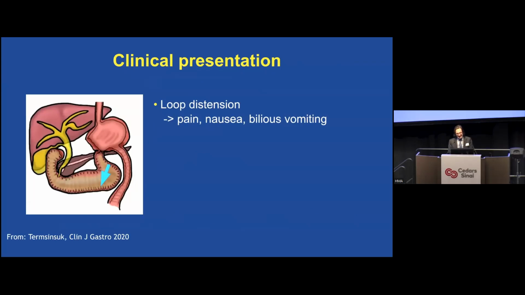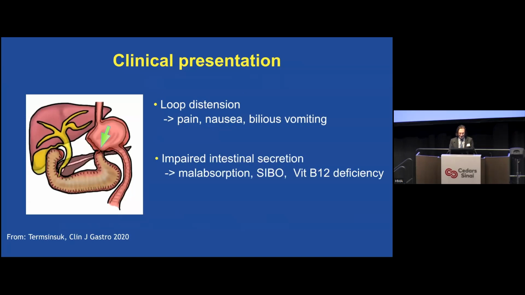The clinical presentation is usually from the loop distension that causes pain, nausea, even bilious vomiting when that pressure builds up so high that you get overflow and the patient vomits bile. It can be due to impaired intestinal secretion, which can result in malabsorption, SIBO, vitamin B12 deficiency. Again, it's about the awareness to think about this as a potential cause for these things that those of us with internal medicine backgrounds should be thinking about.